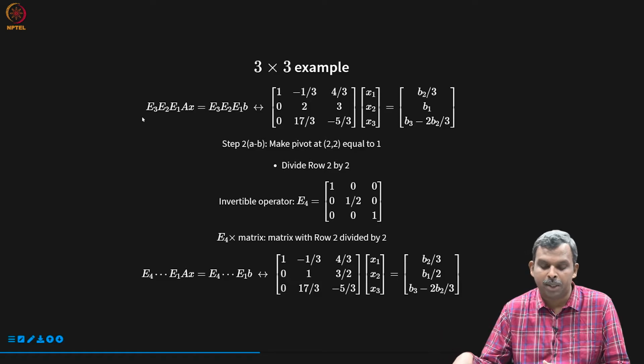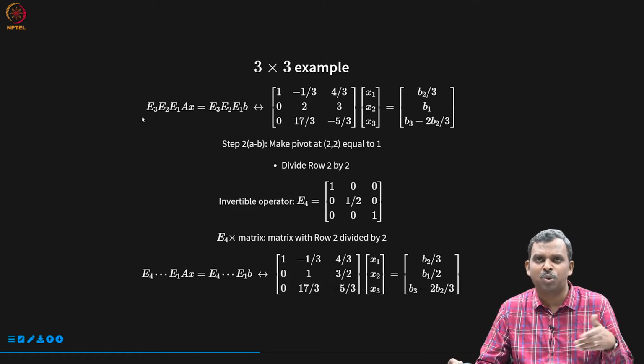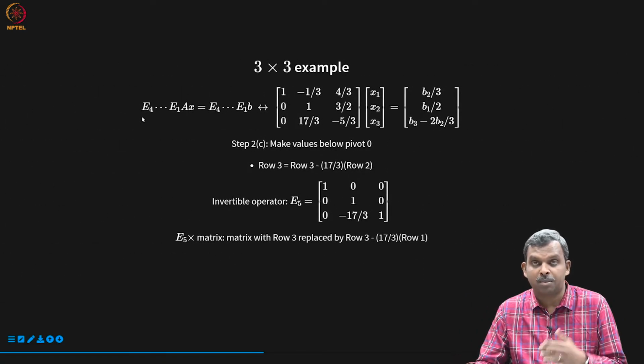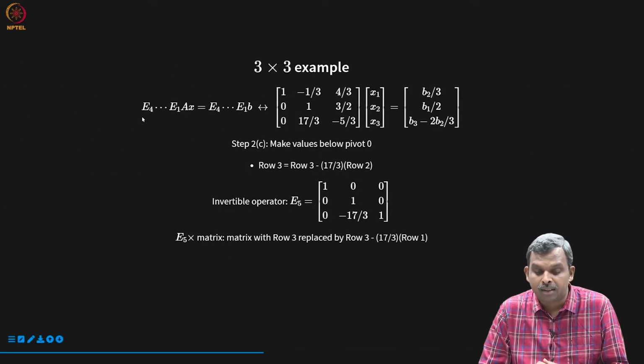Okay, so you get B1 by 2. So you're beginning to get this. Now you can get the picture. Everything below the pivot has to become 0. Okay, that's my next step. And then how do I do that?